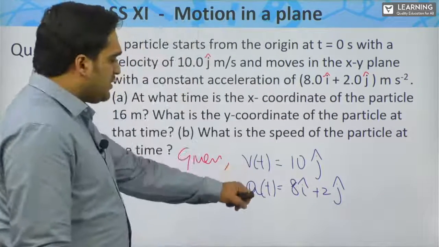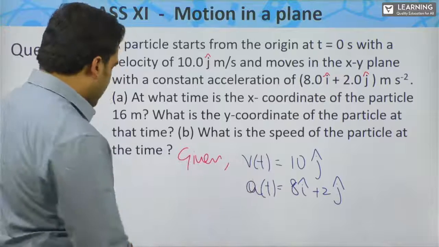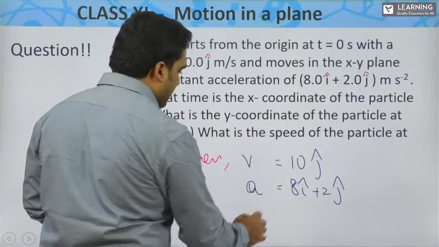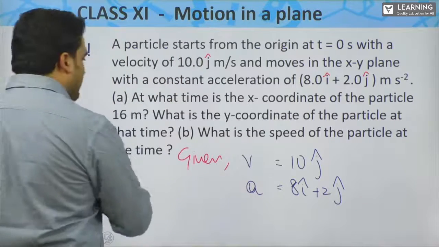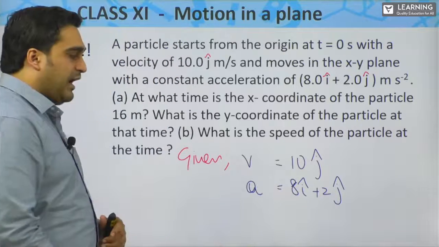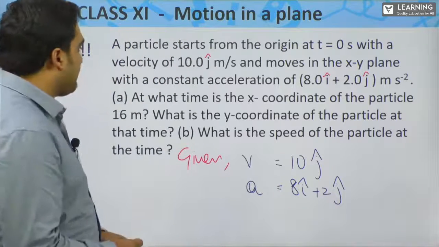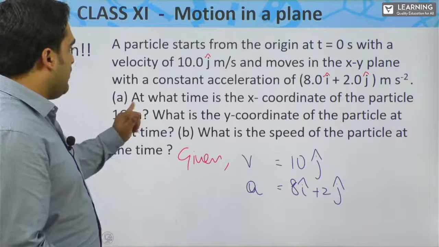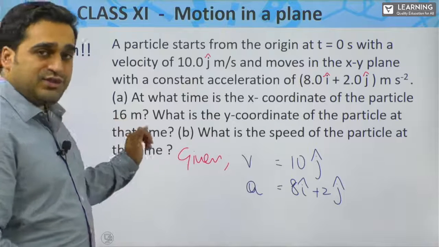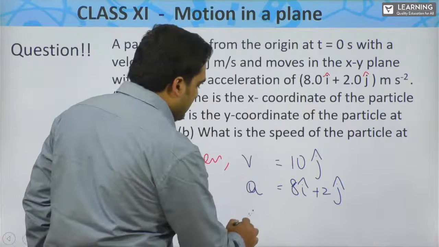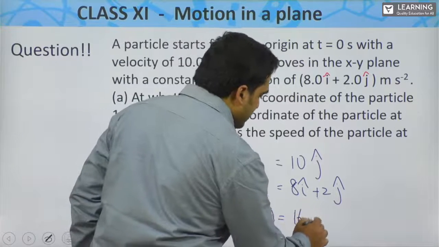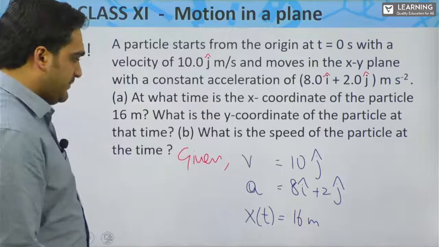You could mention it as any given instant of time t, or you could just ignore it. That is fine. So you could just write v is equal to 10 j cap and a is equal to 8 i cap plus 2 j cap. Next, what else is given? The time. We have to determine the time when the particle has reached 16 meters. This x is a function of time t, which reaches a position of 16 meters.